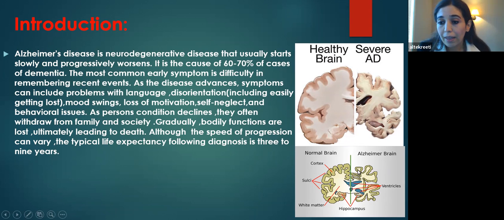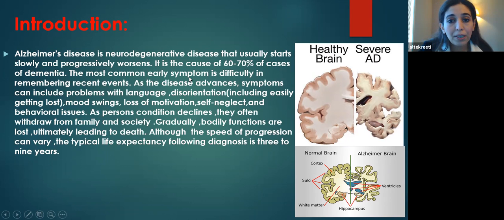So we're going to see in this section the difference between the two types. In the patient with an Alzheimer's brain, there is enlargement of the ventricular cavity, atrophy of the sulci, and atrophy in the white matter. And the main point, there is atrophy of the hippocampus.